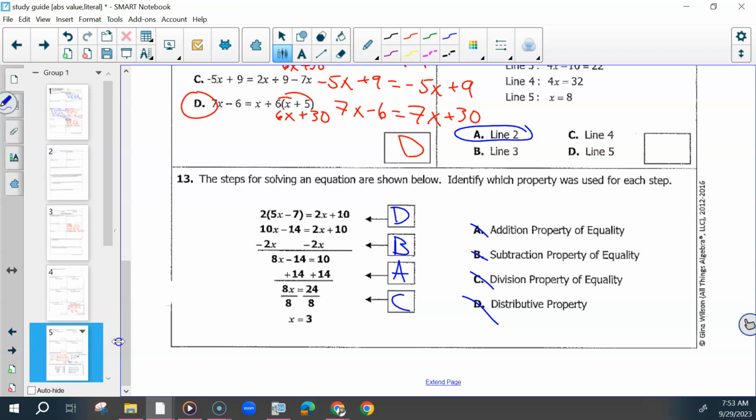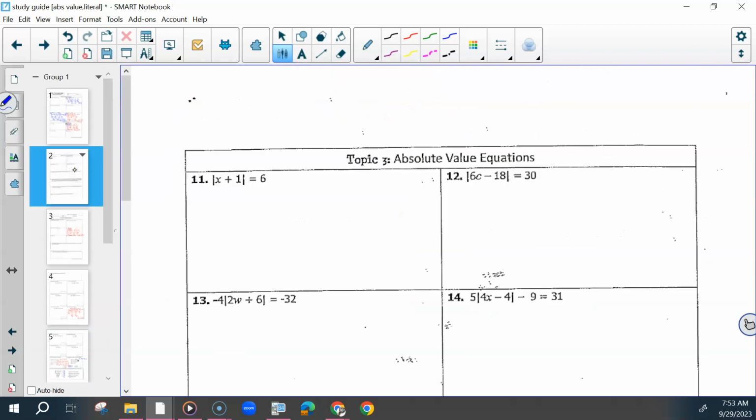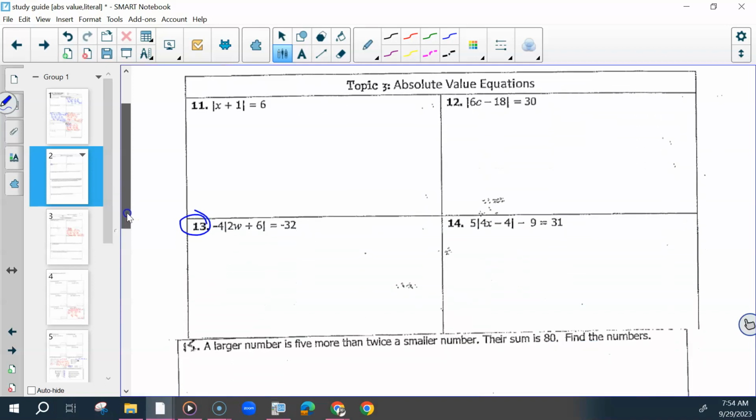Now let's move on to absolute value. So go back to the second page. And numbers 11 through 14 are all your absolute value. We did 13. The no calculator are multi-step and literal, but you don't really need your calculator for literal anyway because it's all variables. Everything else is calculator.